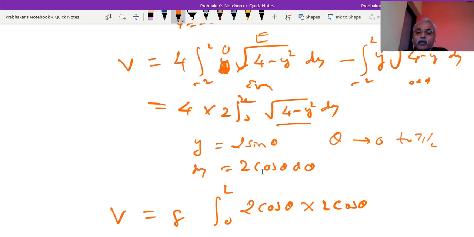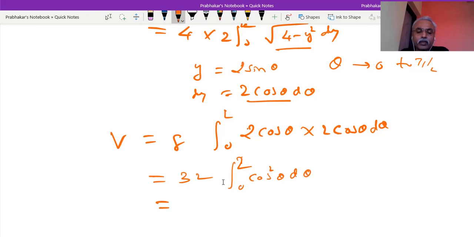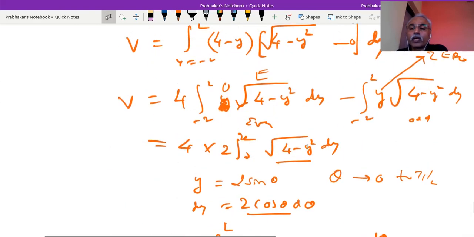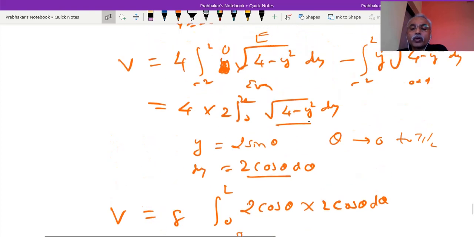So 1/2 cos theta because of this, and 1/2 cos theta because of dy. So that amounts to 4 cos square theta. So 32 cos square theta. And it is a standard example of the value. So now one more small part. My 4 times, minus 2 to plus 2, 8 times. And this 8 times is multiplied by 1/2, and 1/2.